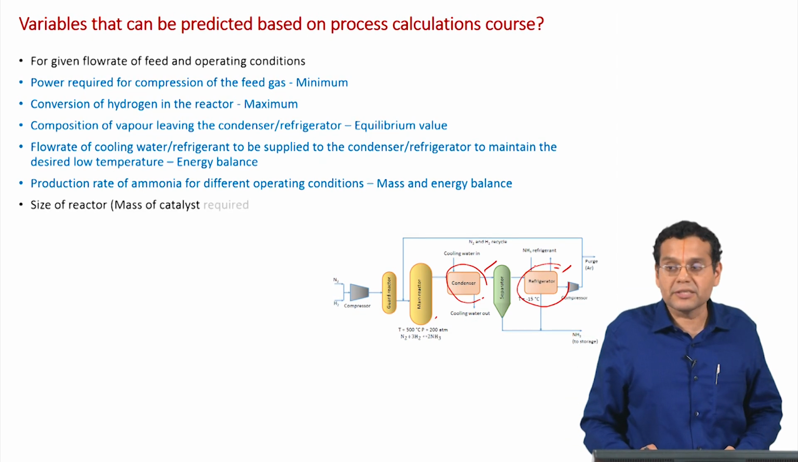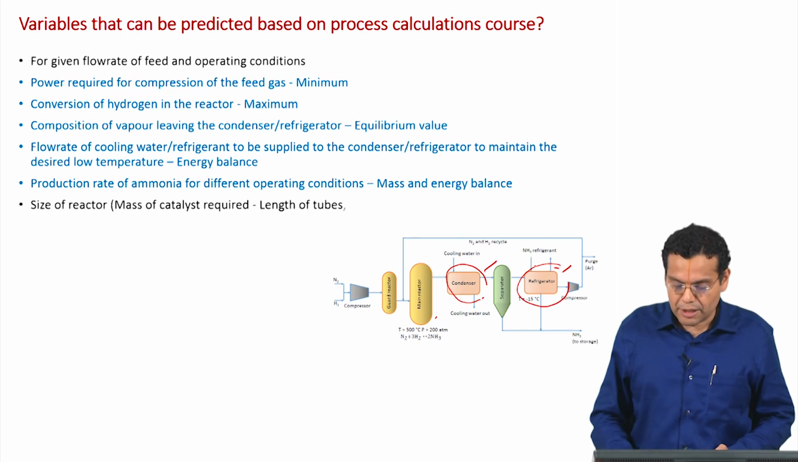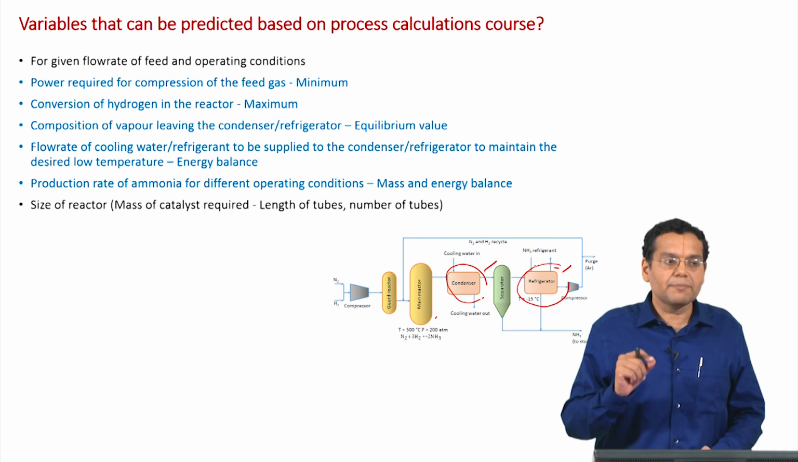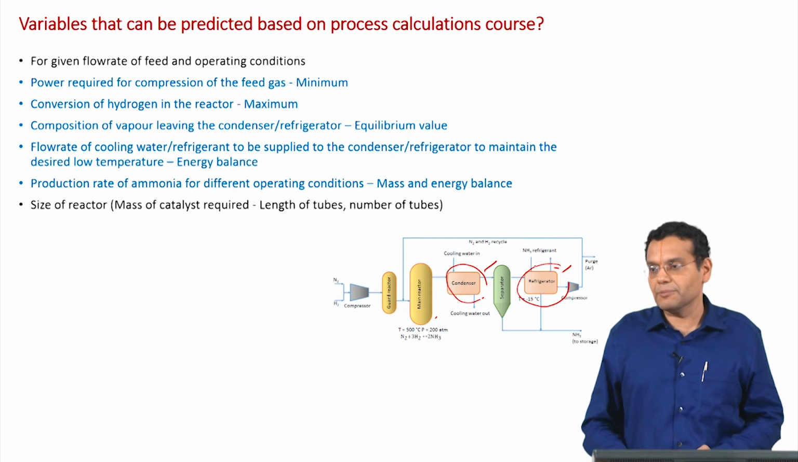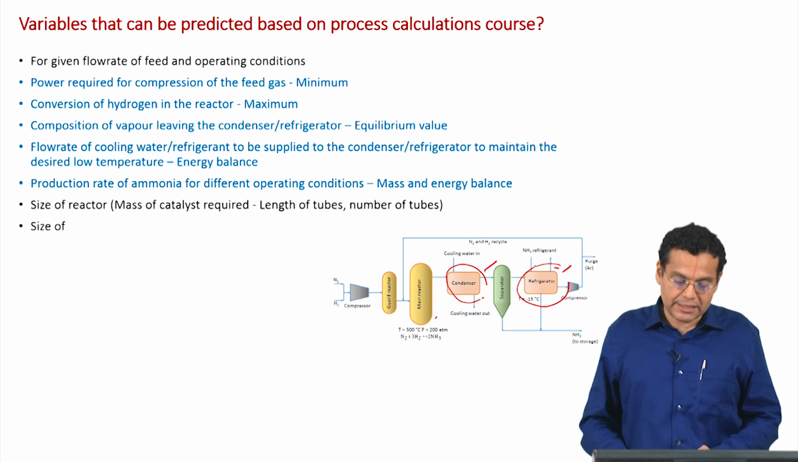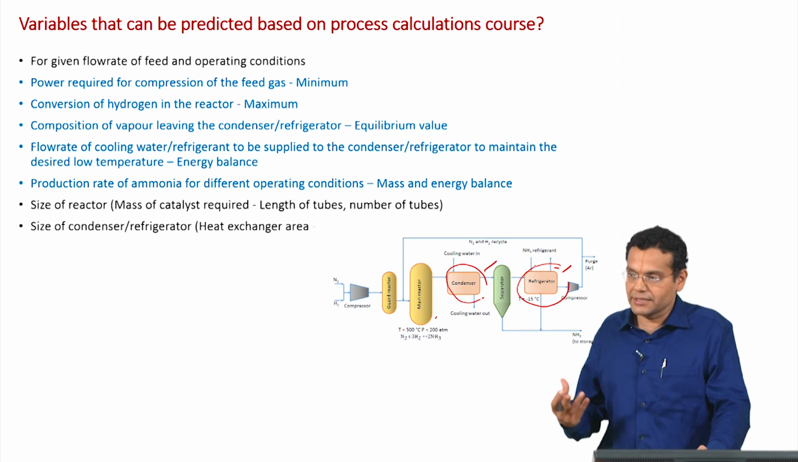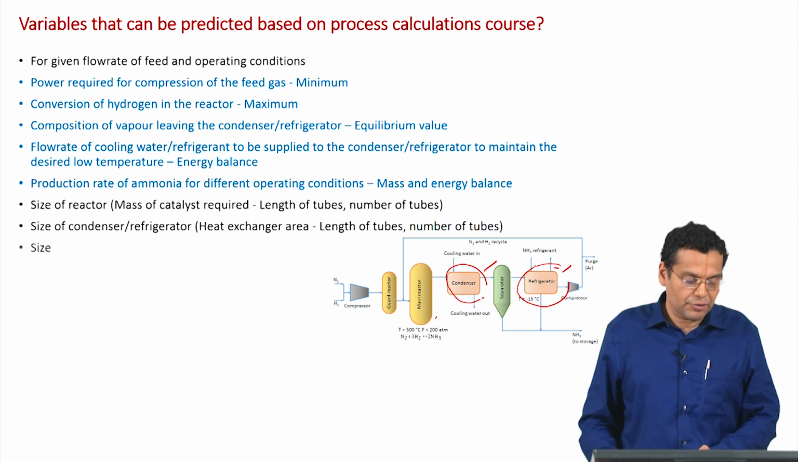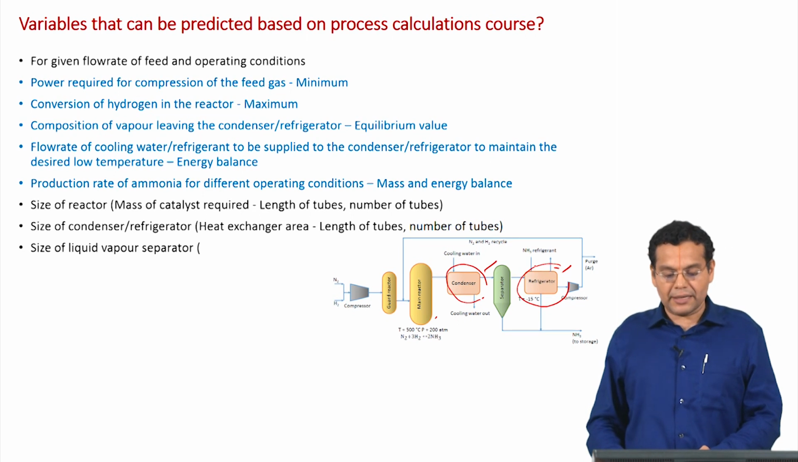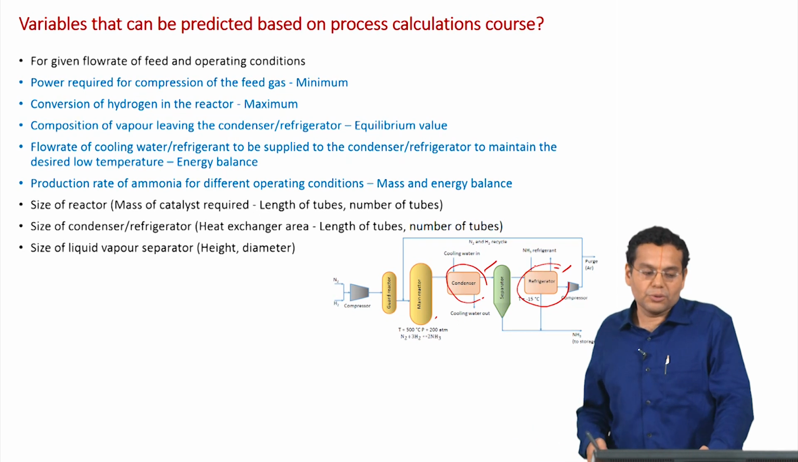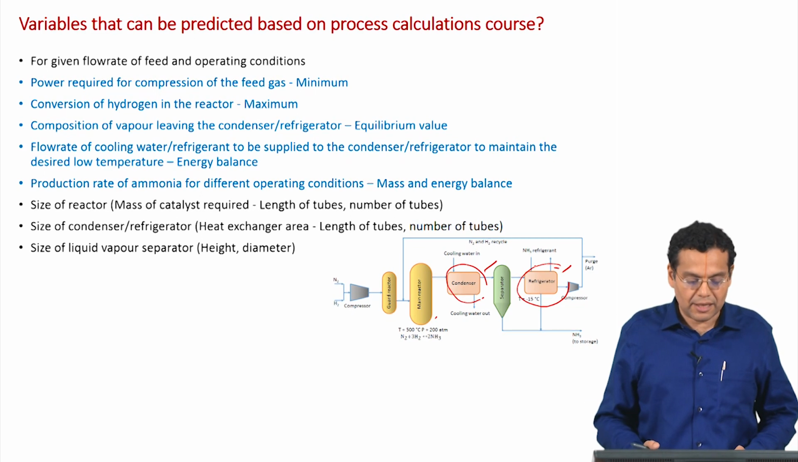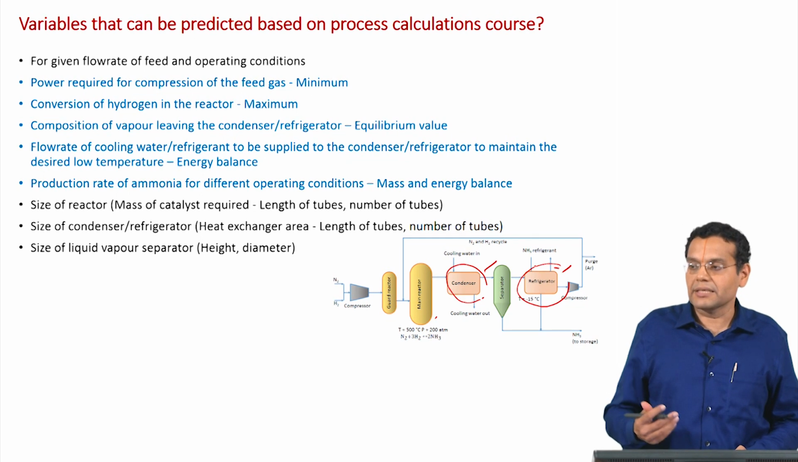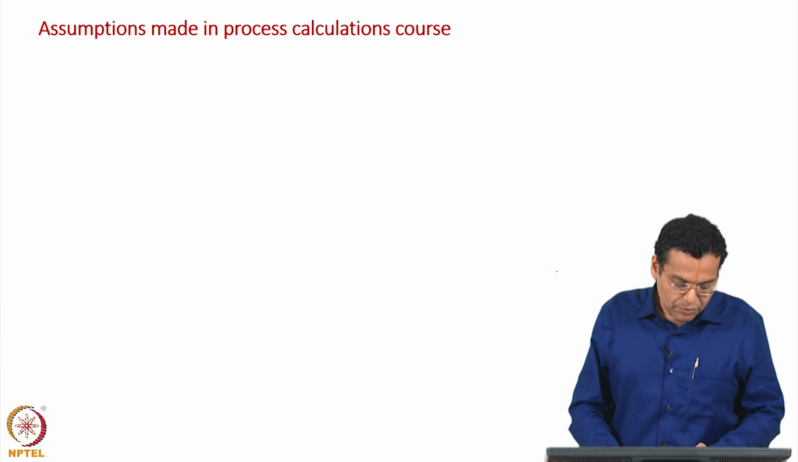Now, what are the variables which we cannot predict based on a process calculation course? Whatever variables we classified as size fall in the category that cannot be predicted using process calculation course knowledge. For example, the size of the reactor cannot be predicted, the size of the condenser, refrigerator and heat exchanger cannot be predicted, and the size of the liquid vapor separator also cannot be predicted. All other variables like power etc. could be predicted, but whatever has to do with size cannot be predicted using the knowledge gained from a process calculation course.